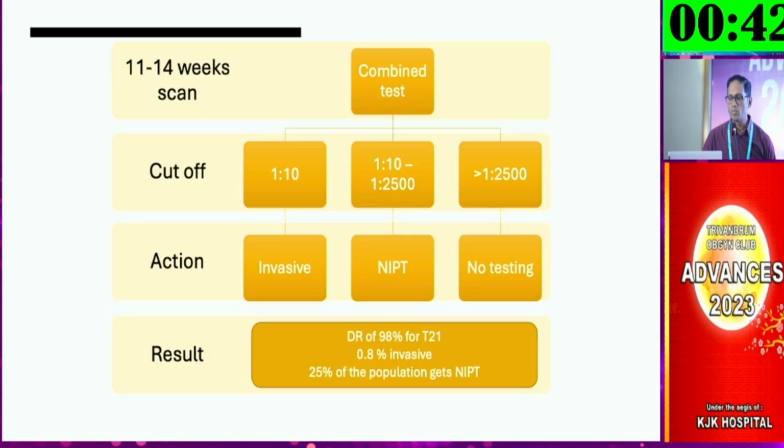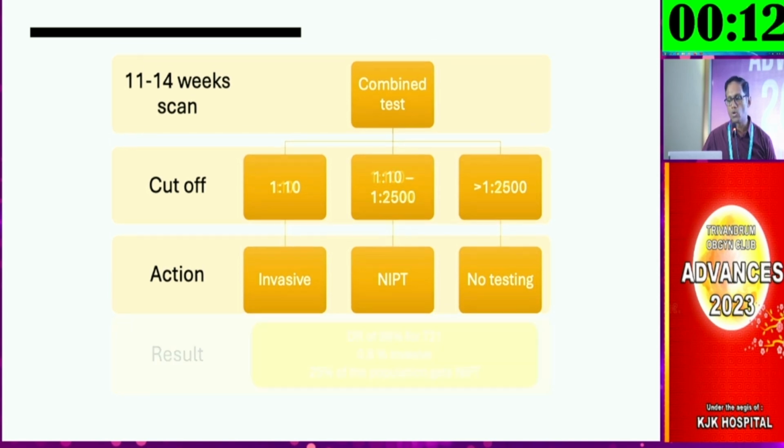The second option would be what the FMF is doing, to classify women into 3 groups. The first group being the high-risk group on the combined test, which is around 1 in 10. And the second group would be the intermediate risk group between 1 in 10 and 1 in 2,500, and the low risk group being 1 in 2,500, where you would do no testing. But here again, 25% of your population will require NIPT, and that will be huge when you think about the cost constraints.